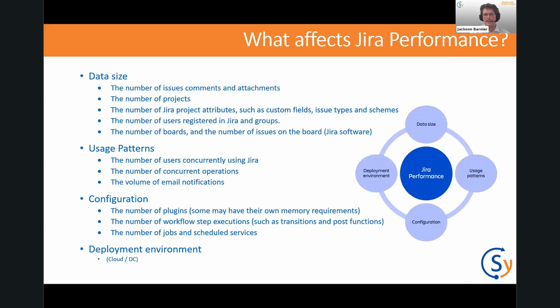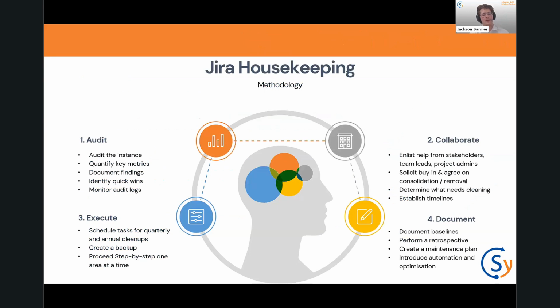So your data size, the number of issues, comments, and attachments matter, the number of projects, and it goes all the way down to the schemes. In terms of the usage patterns, that's how many people are on Jira at the same time, the concurrent operations, so that could be automations, and then the volume of email notifications. And then your apps and everything as well also impact your performance.